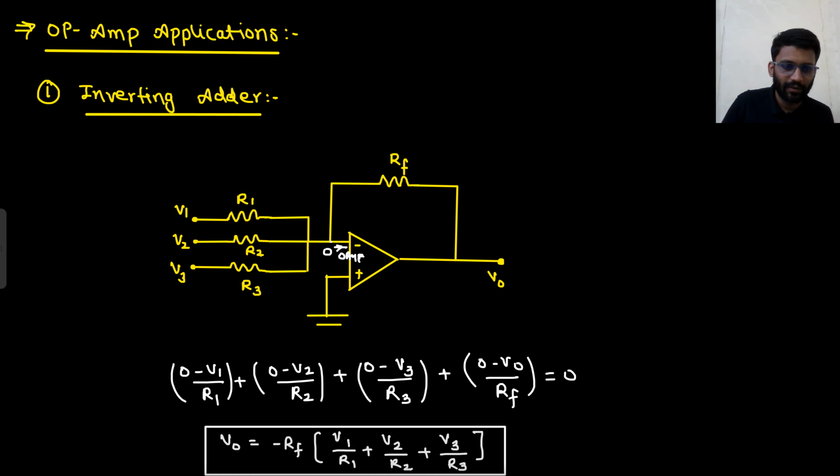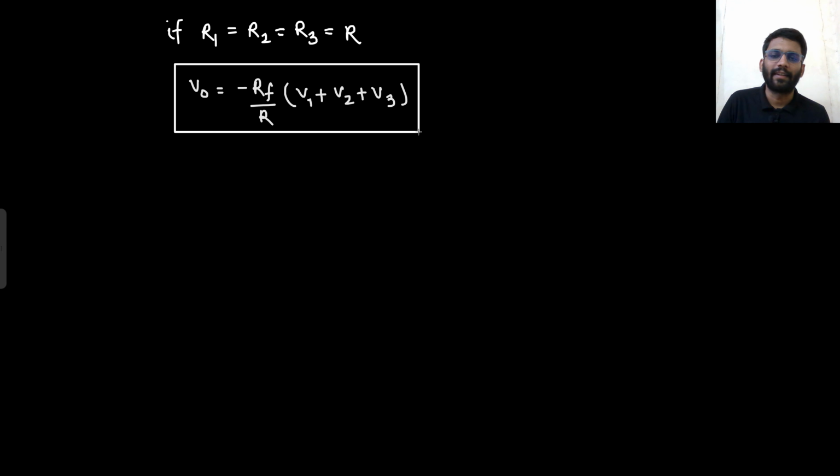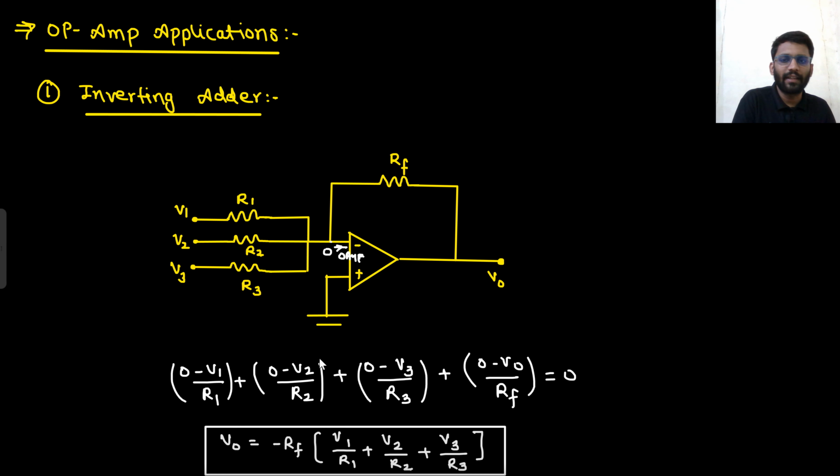And if R1 is equal to R2 is equal to R3 is equal to R, then what would have happened? If all are equal, V naught would be equal to minus RF by R into V1 plus V2 plus V3. So you can adjust your RF and R value and you will get the addition at the output. But there will be a negative sign. What does that negative sign show? That your inputs are applied at the inverting terminal. So this is known as inverting adder.